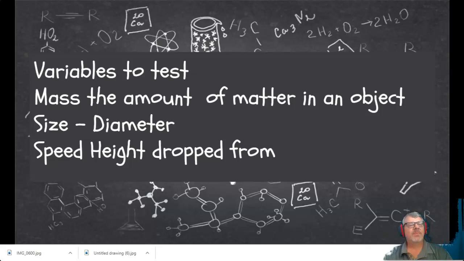So like we were saying, the variables you're going to test are mass, which is called the amount of matter in an object. That's the definition for mass. Size is the diameter, and speed is going to be the height that you dropped it from, because the longer it falls, the faster it's going to go, because things constantly accelerate until they hit terminal velocity on Earth.